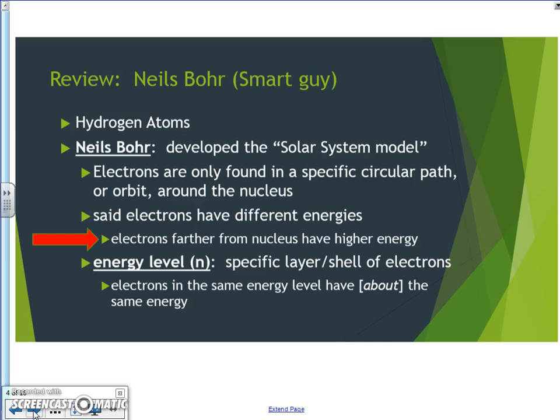So, quick review. This should be in your notes. This is from Atomic History Part 2. But his solar system model, he said electrons have to be in these orbits around the nucleus. And he said each of these orbits has a different amount of energy. The further you are from the nucleus, the higher energy that orbit is. So energy levels we'll talk about, especially coming up when we get to electron configurations. But in the Bohr model, that's the layer or the shell. Which shell are we talking about here?